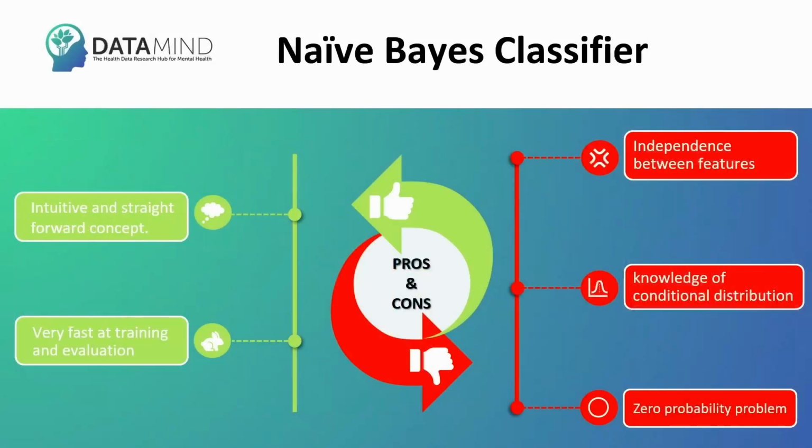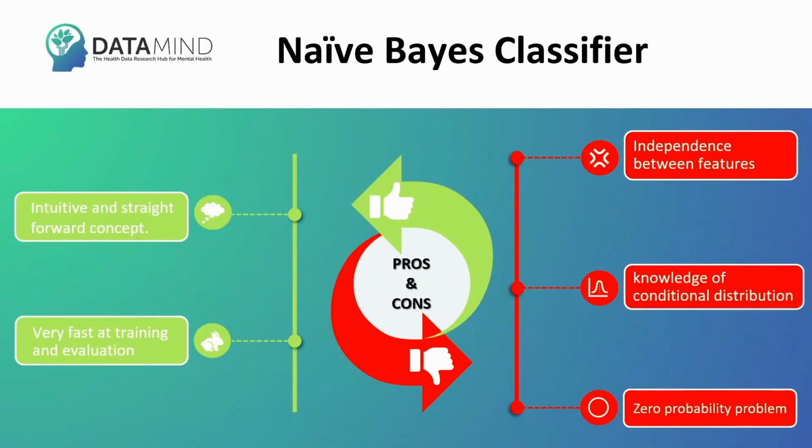So what are the advantages and the disadvantages of the naive-Bayes classifier? Well, it's a very intuitive and straightforward concept because it's based on the Bayes theorem, and it's very fast at training and evaluation because we typically don't need to do many computations to obtain the parameters and to evaluate a new sample.